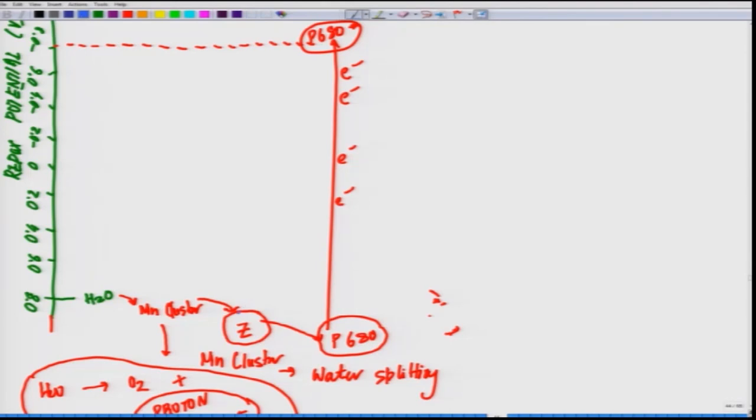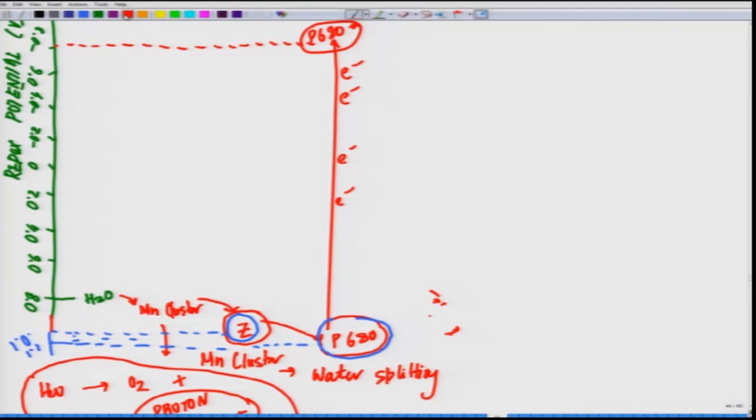So, this is the molecule which is involved. If you map it, you will see it is sitting at possibly 0.1.0 or something like that, somewhere out here. And P680 is sitting at a slightly higher redox potential in terms of the numbers, maybe 1.2 or something like that. So, from here there is an electron which is traveling all the way up.